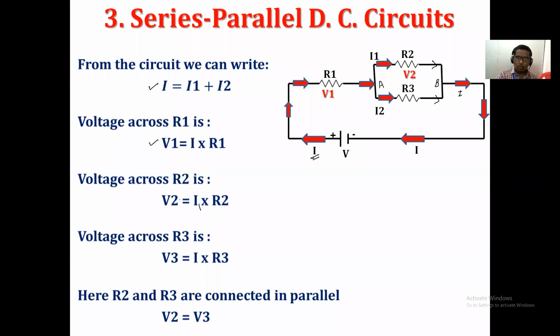Now, similarly, how can you calculate the voltage across resistor R3? If you know the current flowing through R3 is I2, then you can calculate V3, which is equal to I2 multiplied by R3. But as we know R2 and R3 are connected in parallel, so can we make a sentence here according to the main characteristic of a parallel circuit? The voltage across the parallel branches is always the same. That's why we can write V1 is equal to V2, which is equal to V3.